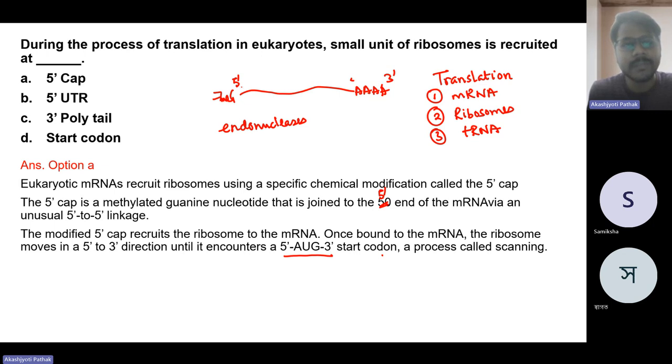But if this 5' end is modified, here it is modified by 7-methyl. This guanine residue is methylated at the seventh position of the guanine nucleotide. So now this endonuclease fails to recognize this region, and as a result, it will not bind to this region, and it will thus prevent it from getting degraded.